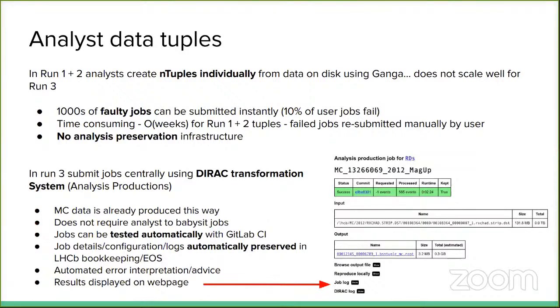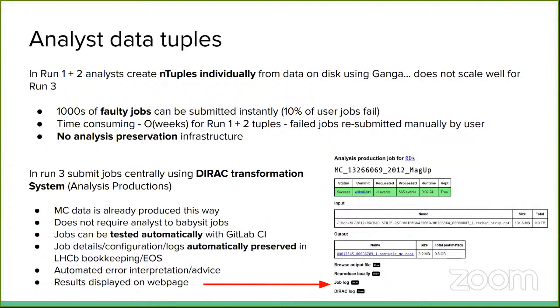So moving on to the data tuples that our analysts use. In Run 1 and Run 2, analysts created their tuples individually using Ganga. This didn't scale well, and it's not going to scale well for Run 3. Thousands of jobs, including faulty jobs, can be submitted instantly, and 10% of our user jobs fail. It's very time consuming, on the order of weeks to produce a Run 1 or 2 tuple set. And you have to babysit these, you have to resubmit the failed ones manually. And there's no analysis preservation built into the system.